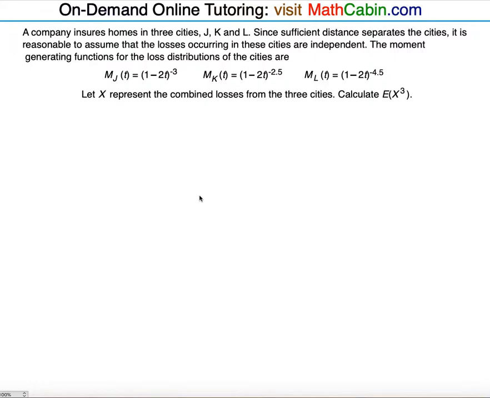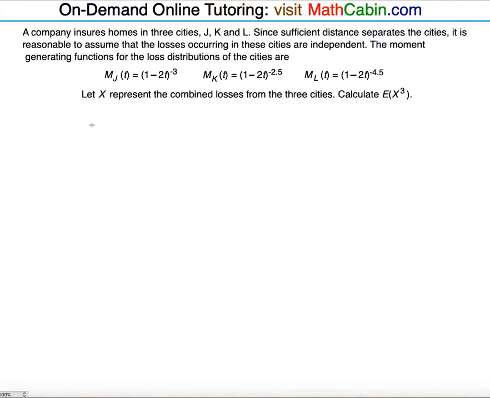A company insures homes in 3 cities, J, K, and L. Since sufficient distance separates the cities, it is reasonable to assume that the losses occurring in the cities are independent. The moment generating functions for the loss distributions of the cities are given. Let X represent the combined losses from the 3 cities. Calculate the expected value of X to the third.